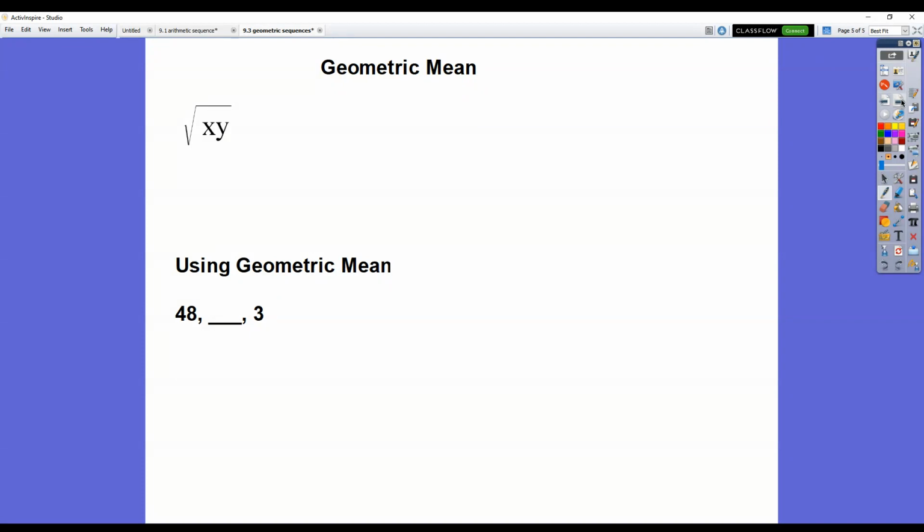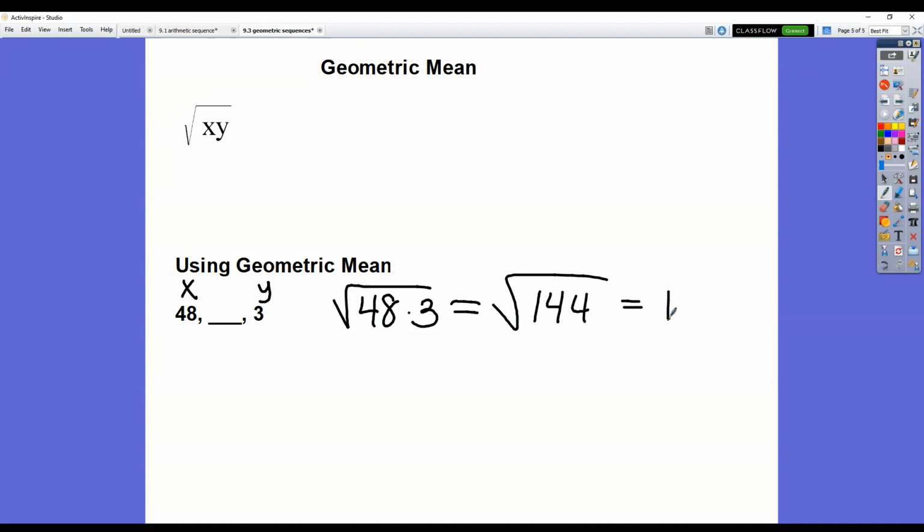Okay, geometric means. Say we don't know what the middle term is, we just take the square root of x times y. Say this is x and this is y. So this would be 144. The square root of 144 is 12. So this is the missing term. Okay, that's it for geometric sequences.